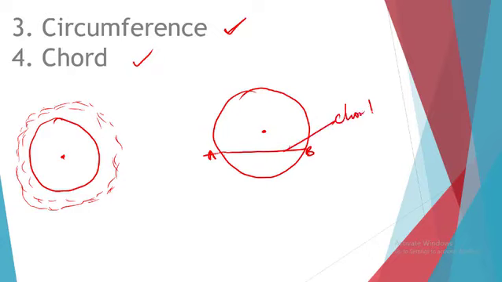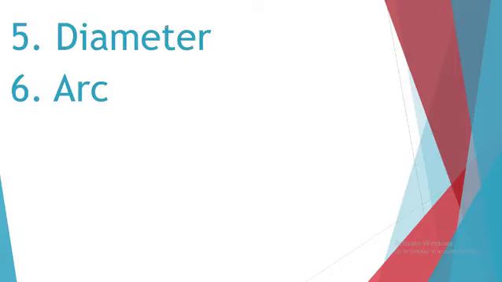Chord. Chord is a straight line that joins what? 2 points in what? A circle. The points A and B is joined by what? A line, a straight line, and this straight line is what we call what? Chord. Do we understand? Okay, let's go on. We have number 5 to be diameter.